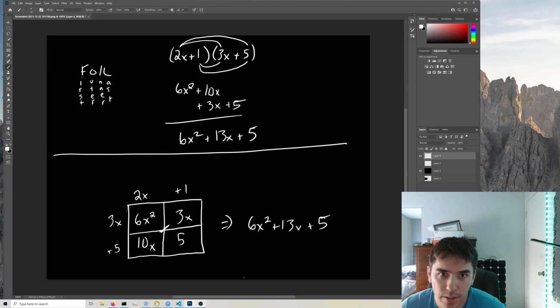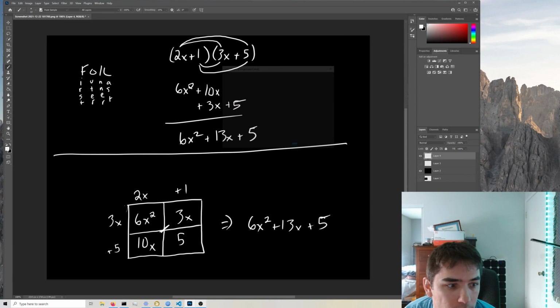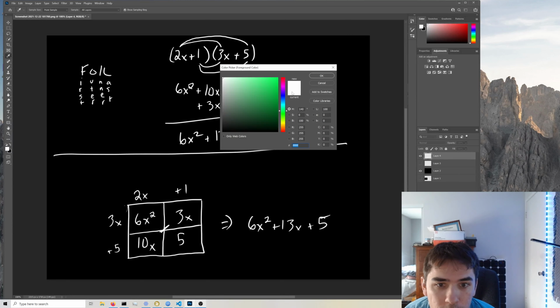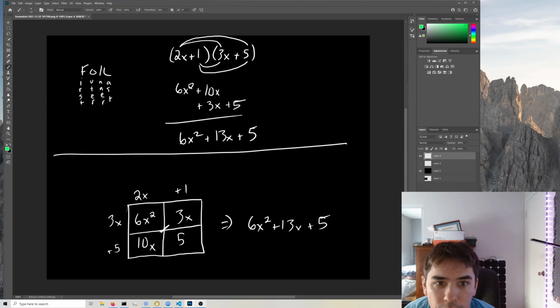I prefer the box method, I'll just be open about that, because it works. Let's say you have not a binomial, but instead this had been, I'll do it in a different color, that way you can tell. Let's do it in green. Instead, if it had been 2x plus 1 and then 4x squared plus 2x plus 1 again.